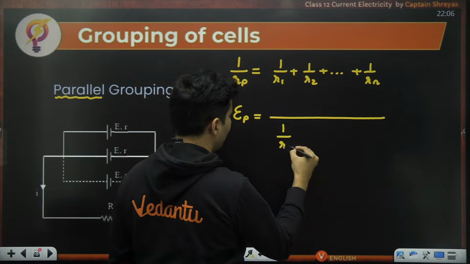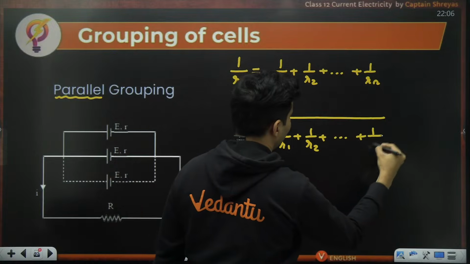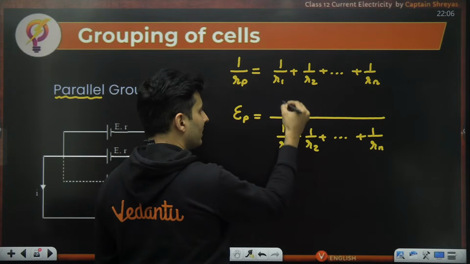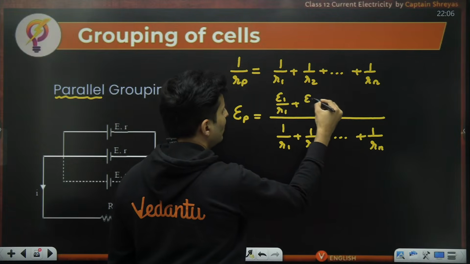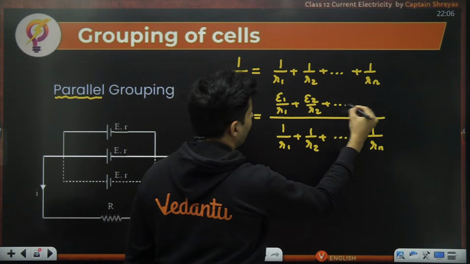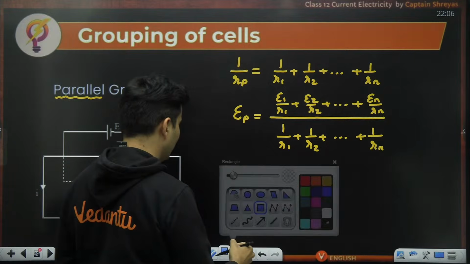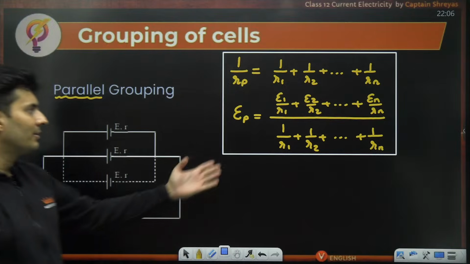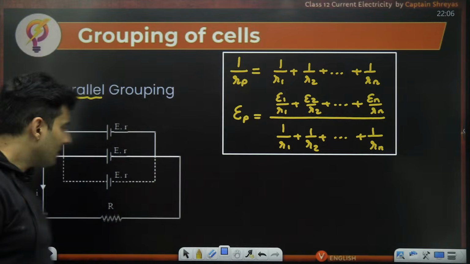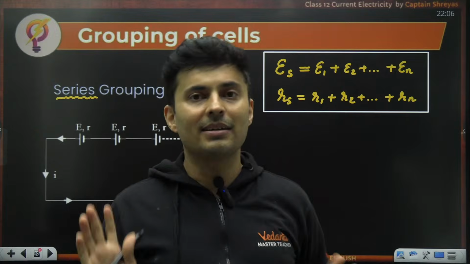The equivalent EMF is, just write the same thing over here. So 1 by R1 plus 1 by R2. How many of our batteries are there? It doesn't matter. And here, instead of 1 by R1, put E1 by R1, E2 by R2, and like that till En by Rn. That's it. That is the formula for equivalent EMF. Okay. So these are the two important formulas when you have to group the cells into one single battery.